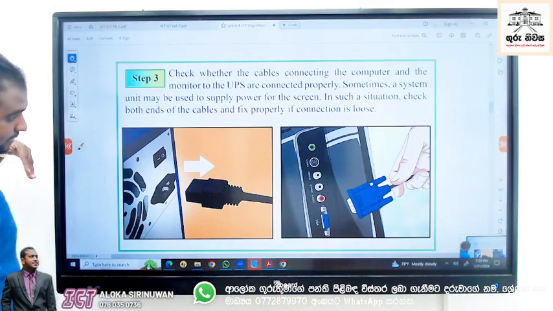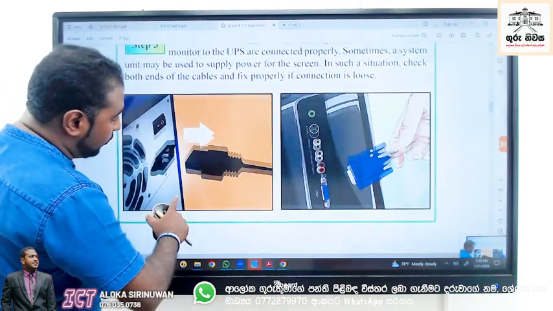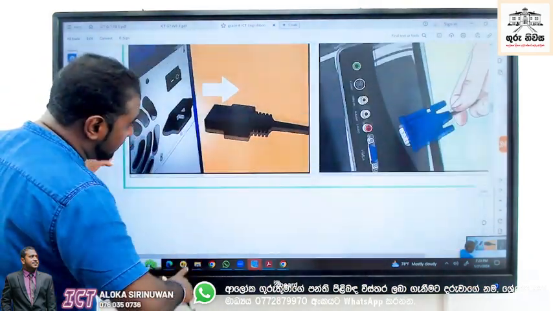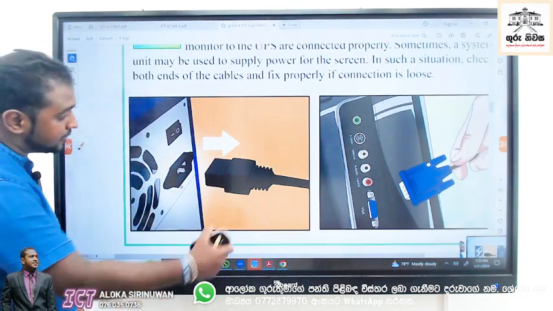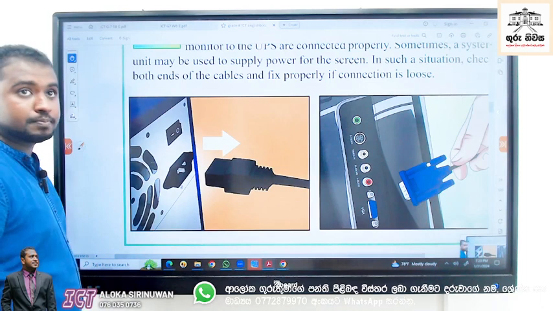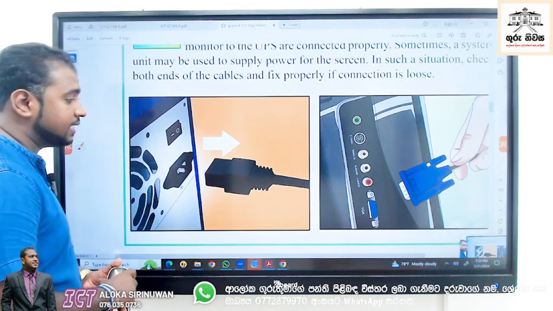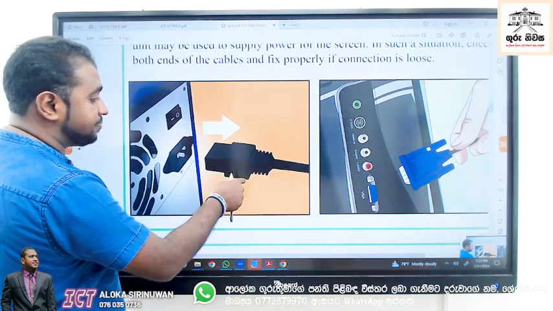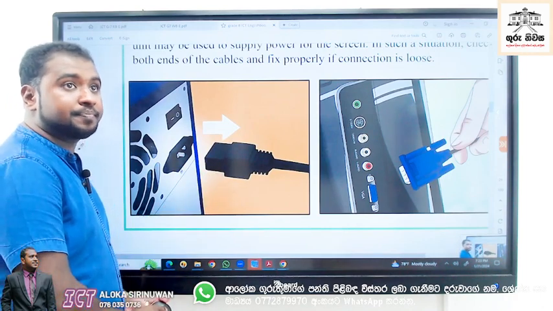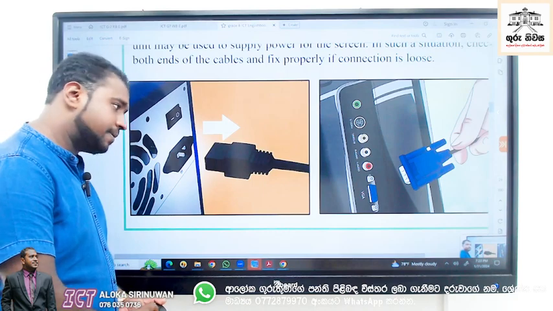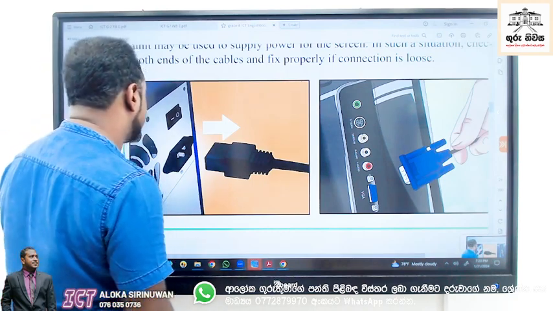On the third step, you have to check whether the power supply cable of the power supply unit is perfectly fixed. Okay, Pute, what is this cable? This cable is known as the power supply cable. Right, power supply cable.